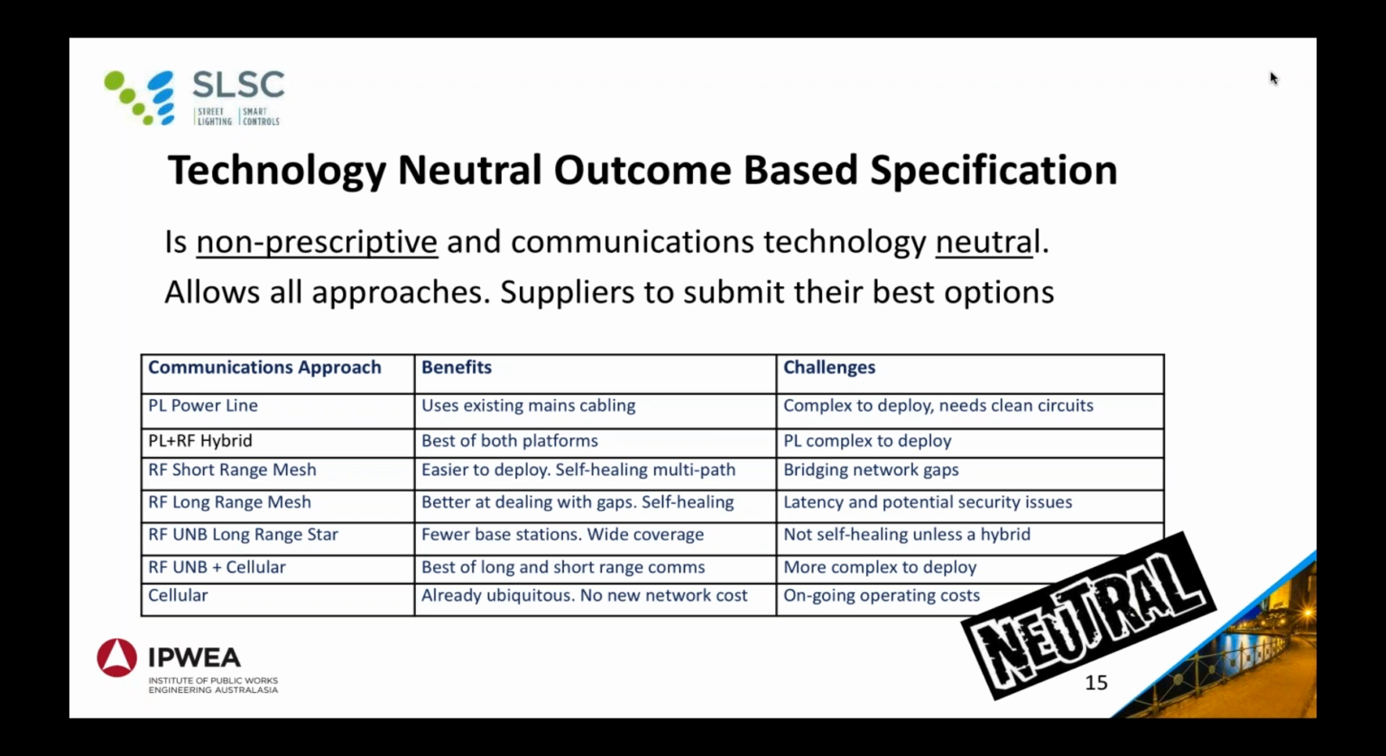I'll start with Vimal Vinodun from Ryde, the city of Ryde in New South Wales. He says the field of smart controls is moving so quickly, particularly with respect to the different communications approaches that we have here on slide 15. I'm wondering how often the model specification is going to be updated to deal with this. We had a similar question from Brisbane a few minutes ago.